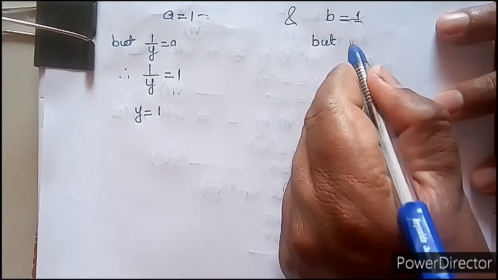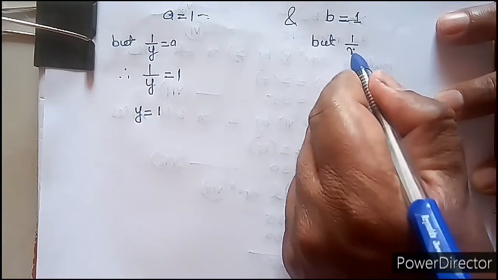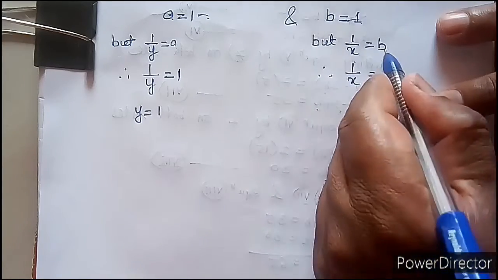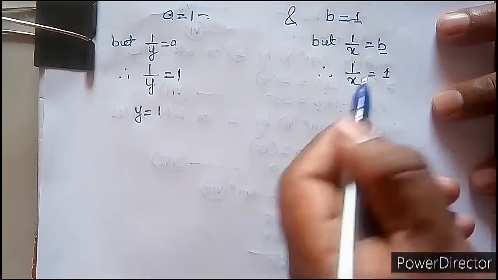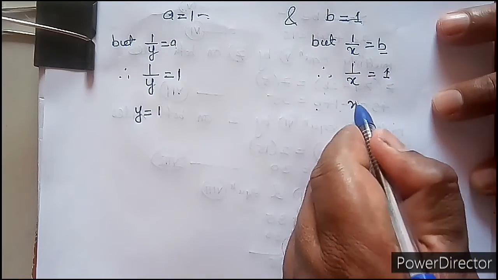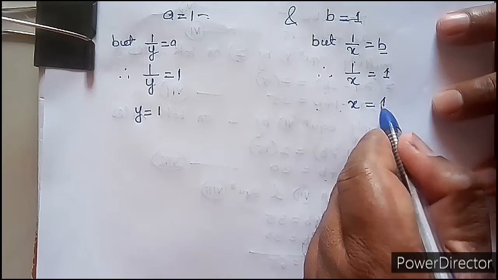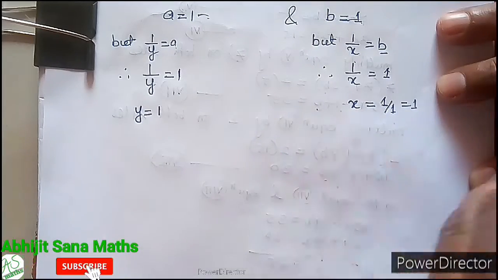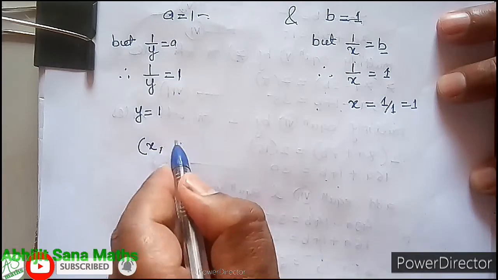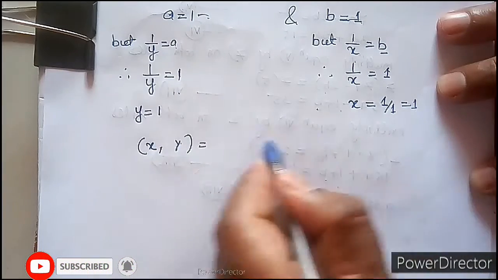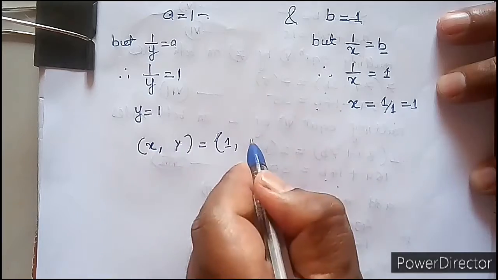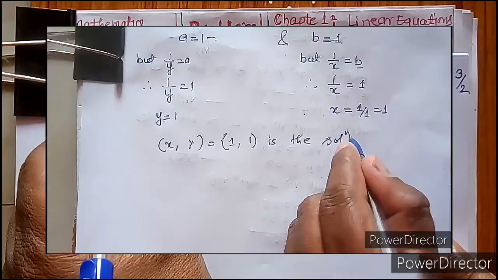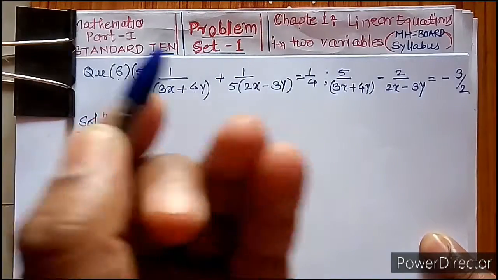But the value of b, we earlier put 1 by x equals b. Therefore 1 by x equals the value of b, which is 1. Write down here 1. And by the inverse of x, it will be 1 by 1 equals 1. Here we get the value of y equals 1 and x equals 1. Write down here x comma y: the value of x is 1, comma, the value of y is 1, is the solution.